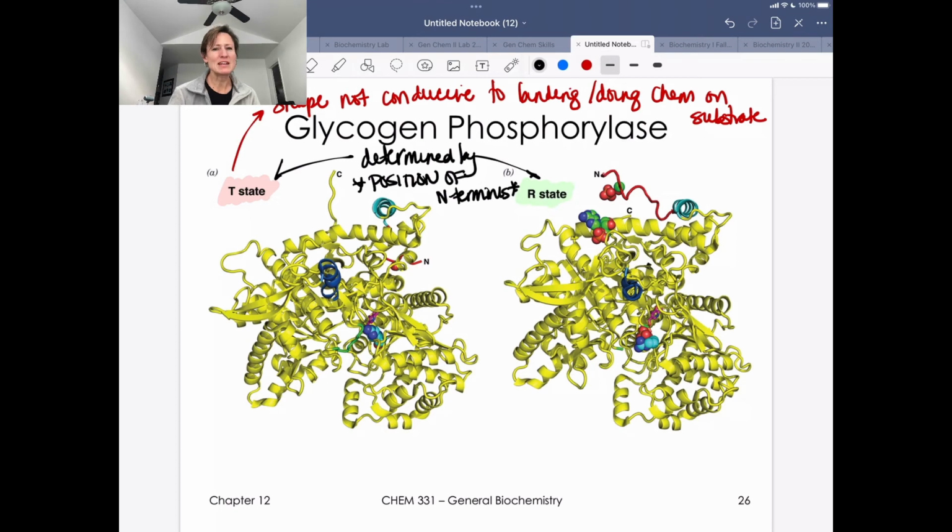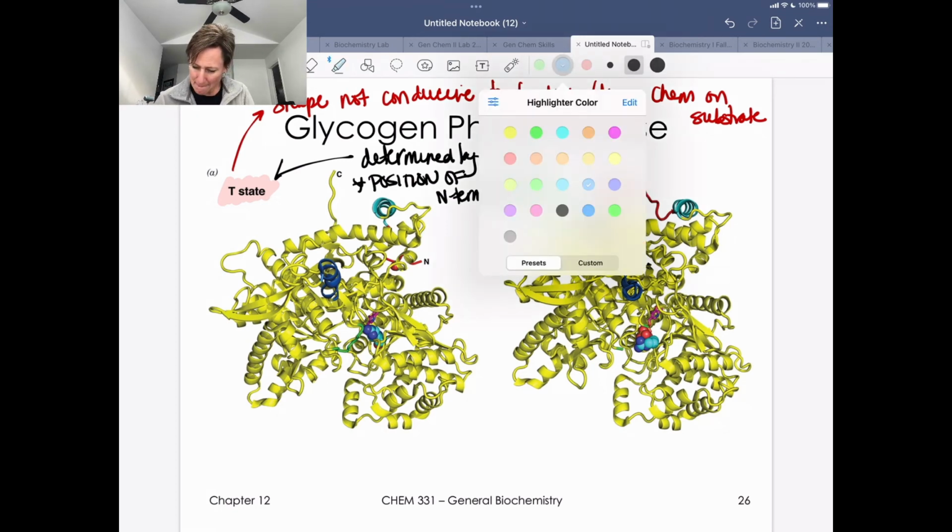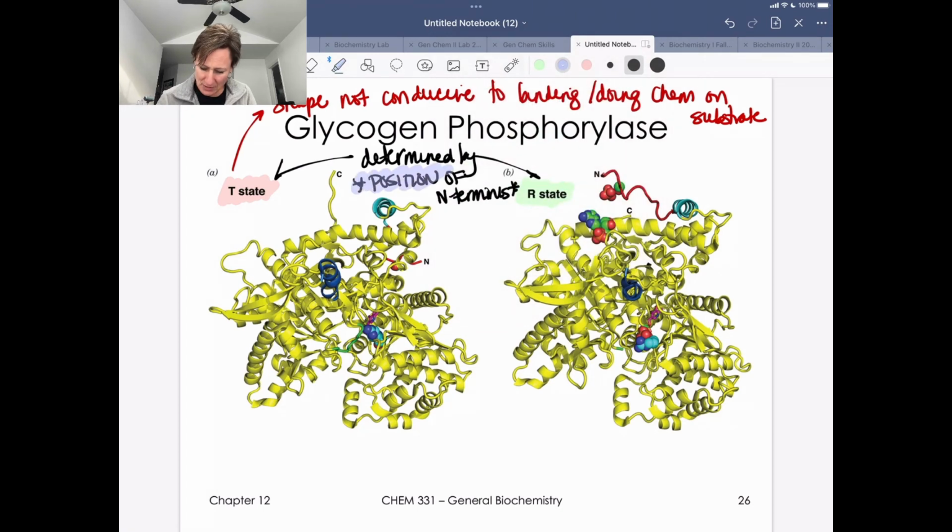And what does that mean? Well, let's highlight where the N-terminus is. So I'm going to use purple here for this, the position of the N-terminus. Okay? So here in the R state, we're going to say that this N-terminus is exposed. So when the N-terminus is exposed, that means we are in a shape that is R state, that is conducive to binding substrate and conducive then to doing chemistry.